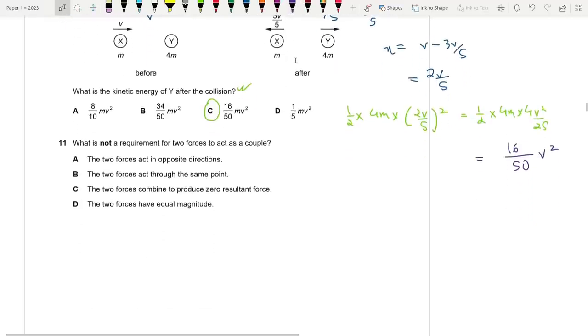What is not a requirement for two forces to act as a couple? What does a couple have? Basically, it has two forces of equal magnitude acting in the opposite direction. So this is a requirement. 11b is wrong. They do not need to act through the same point. They can act through different points. It's not a requirement.